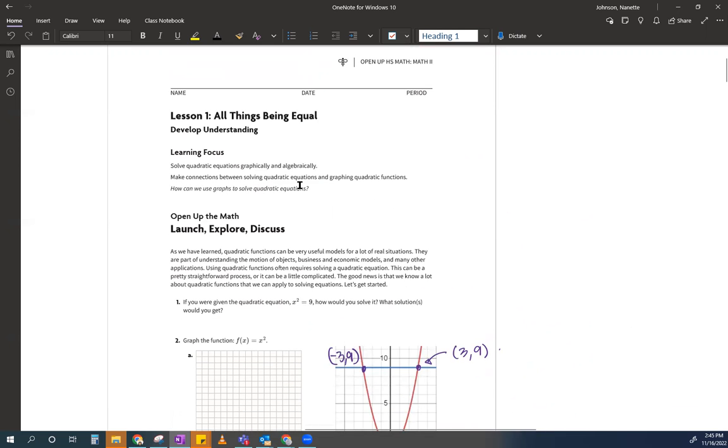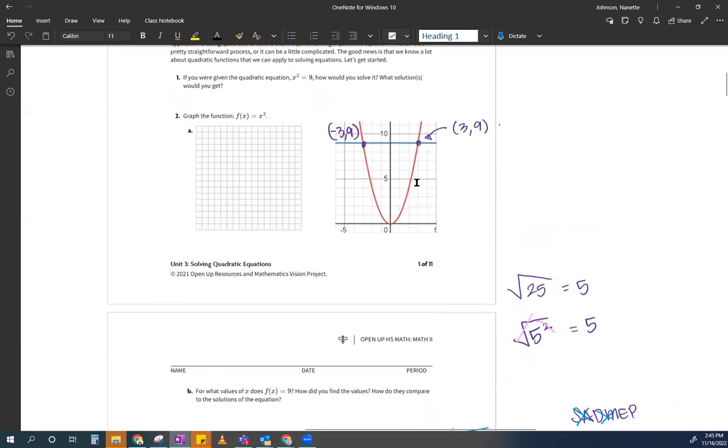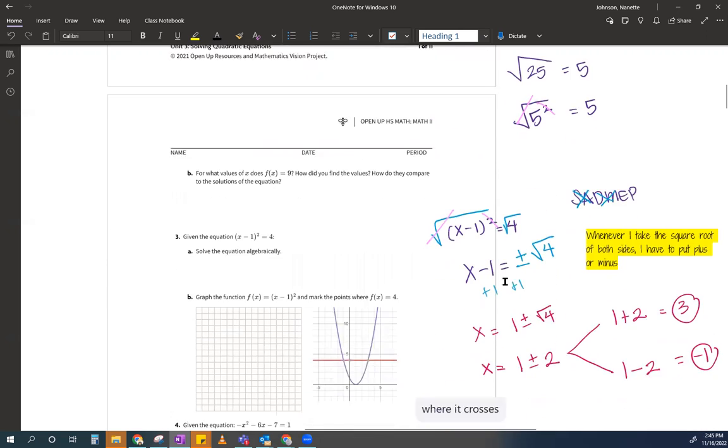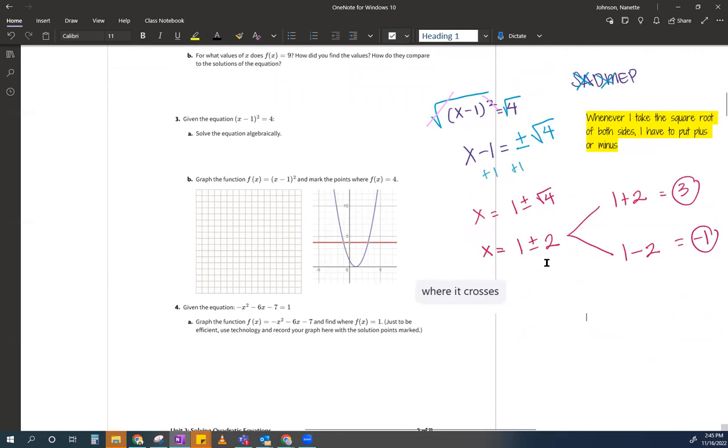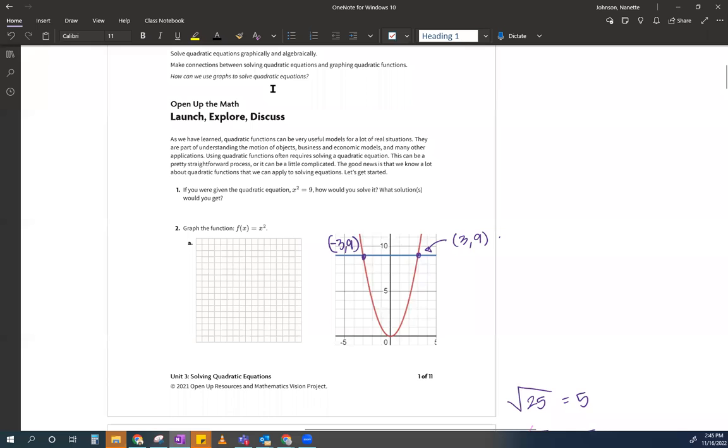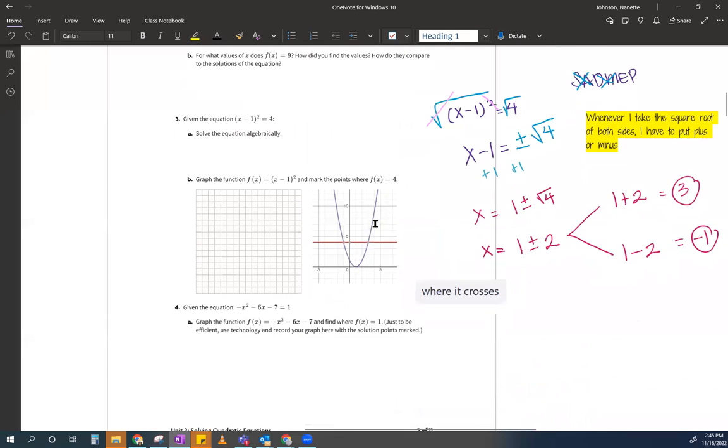Make connections between solving the quadratic equations and the functions. Yeah, there's definitely things here that we're seeing that are the same, right? And the last one is, how can we use graphs to solve equations? Did we use a graph to solve this equation? Did we use this graph to solve the equation? Oh, you guys are really quiet in the chat. Yes or no? Did we use this graph to solve this equation? Okay, yes, we did. Okay, so we're still a little bit unsure.